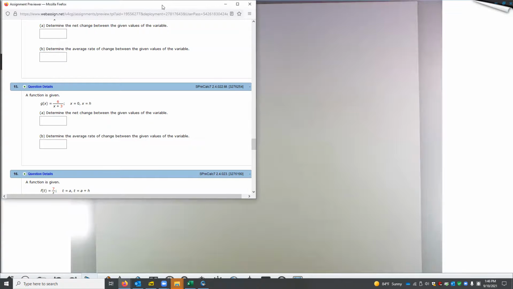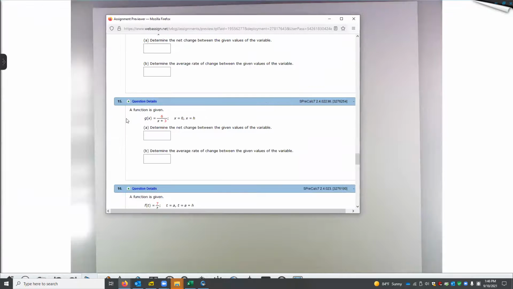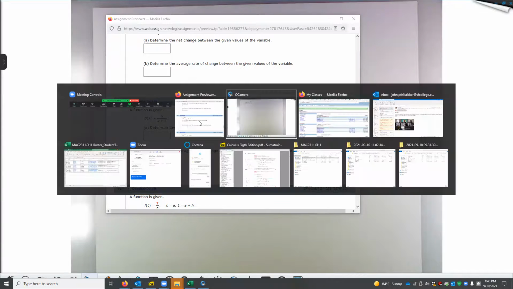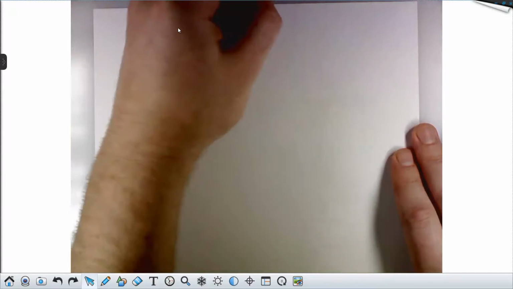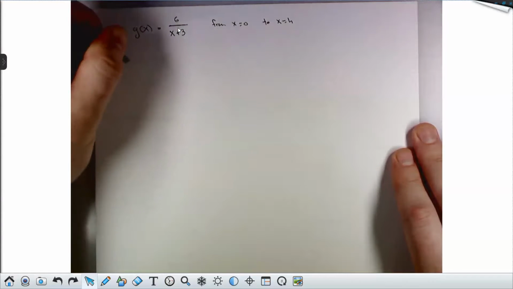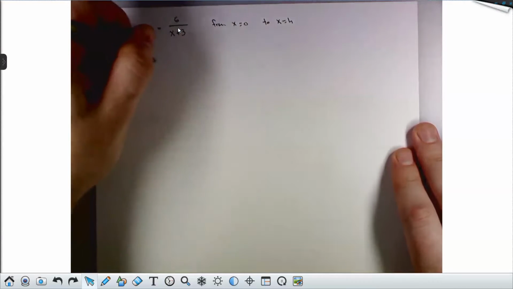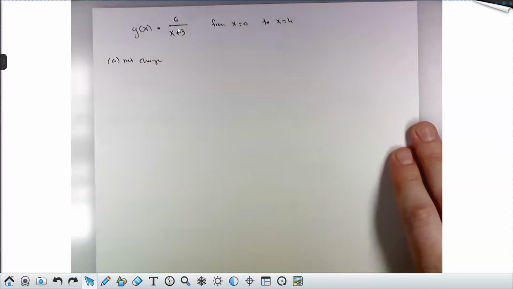It's from WebAssign. So this is the statement of the problem that we want to work, right? Yep, I've got it up here for myself so I can see it. So it says net change from 0 to h, and then find the average rate of change from 0 to h. So I'm just writing it down. Here's our function. And we want to work from x equals 0 to x equals h. And we want the net change.